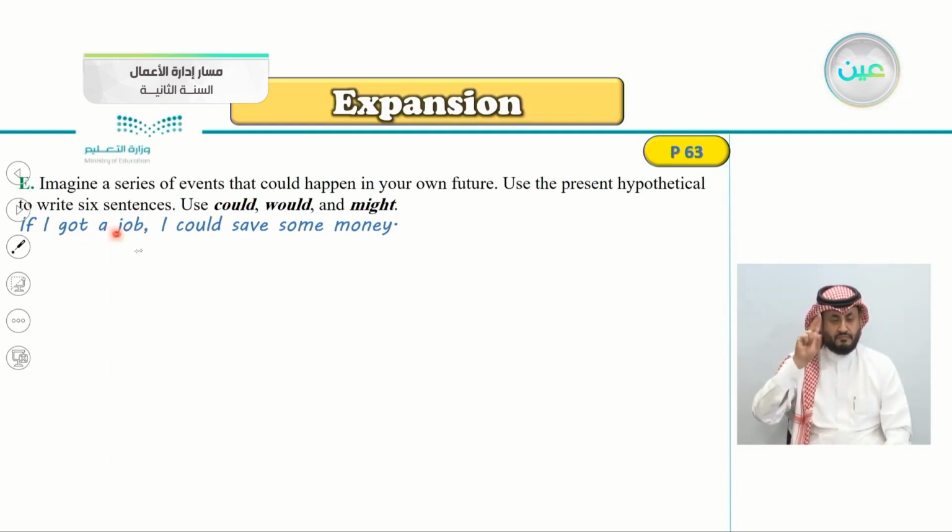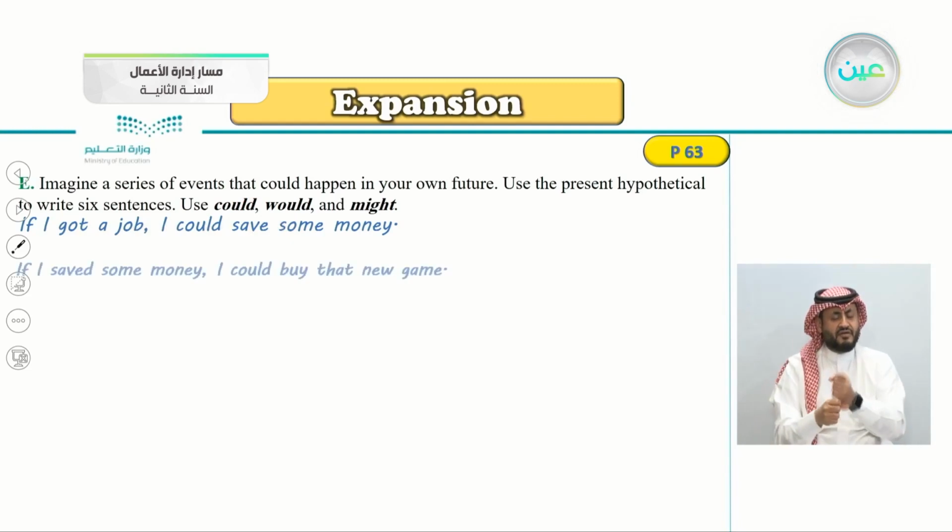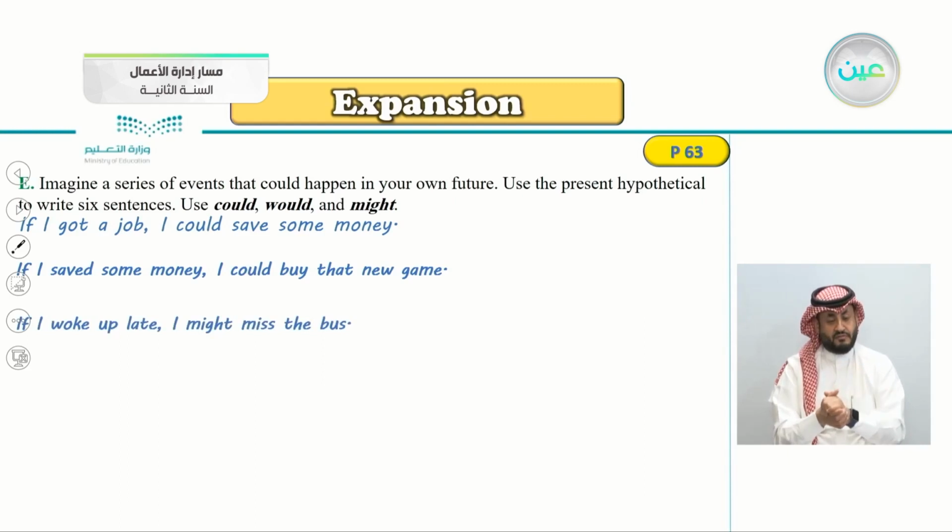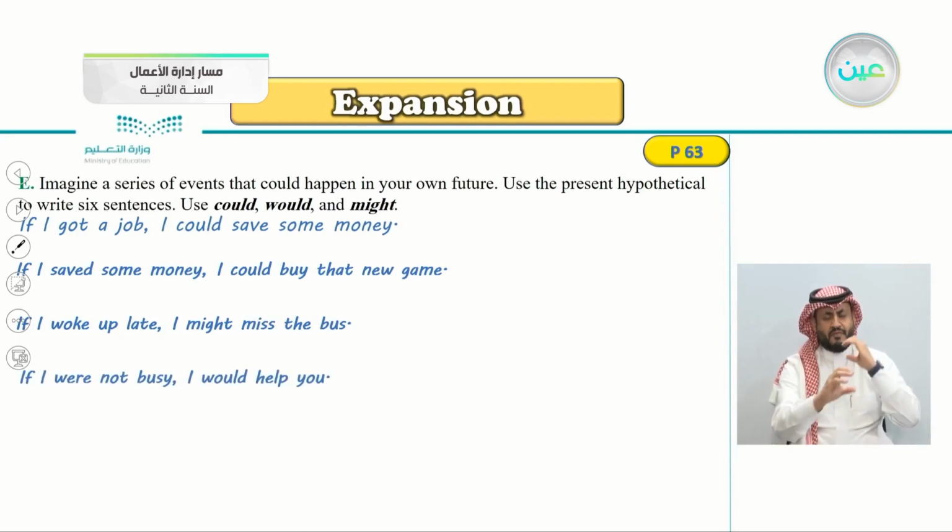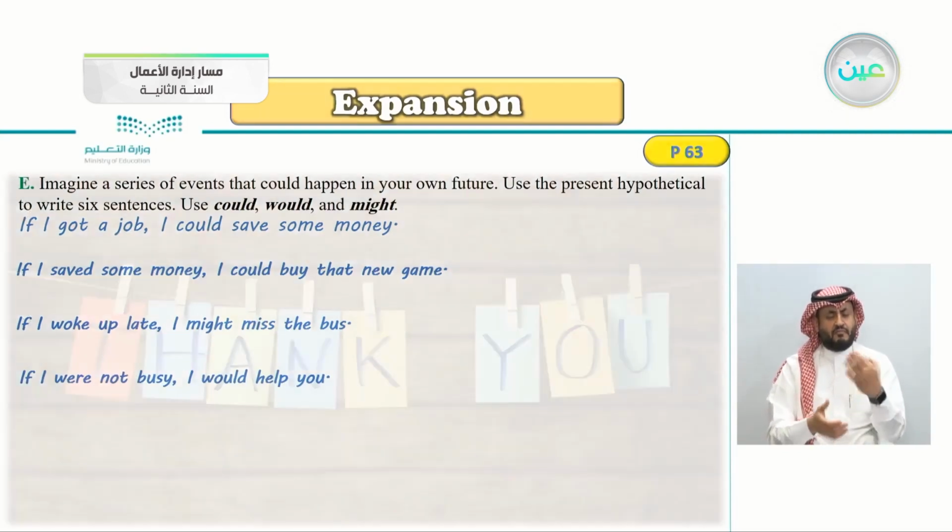If I got a job, I could save money. For example, if I saved some money, I could buy that new game. If I woke up late, I might miss the bus. If I were not busy, I would help you, and so on. You can continue with even more than 6 sentences.